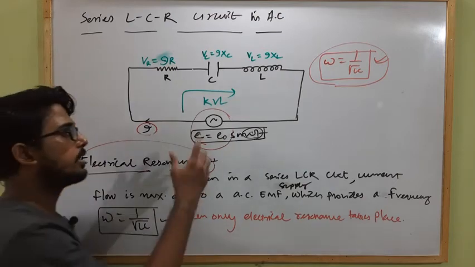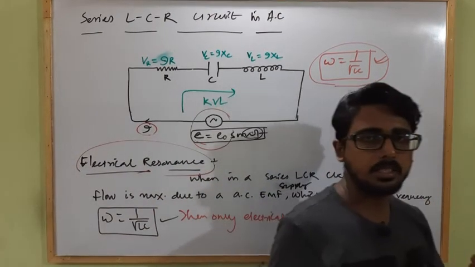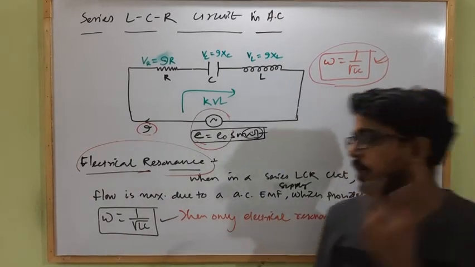Okay, so this is all about the LCR circuit. So in an LCR circuit, what is the total resistance? That is known as impedance. What is the net EMF?